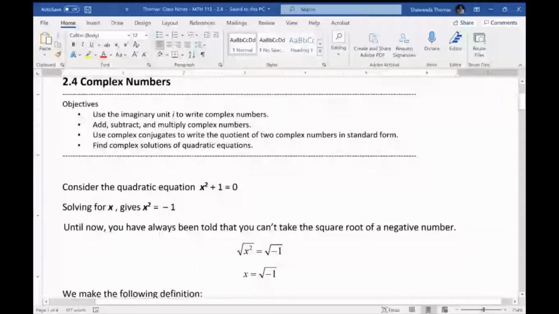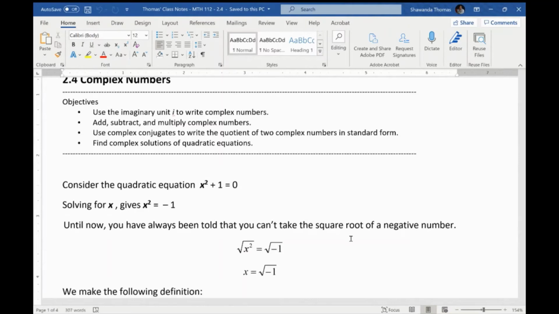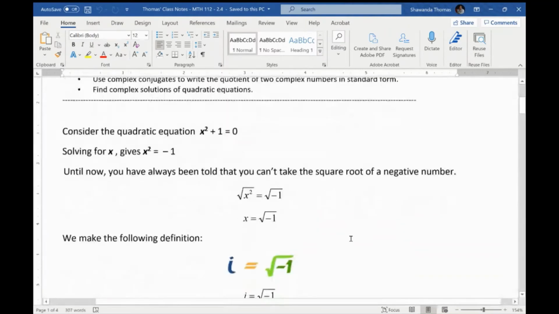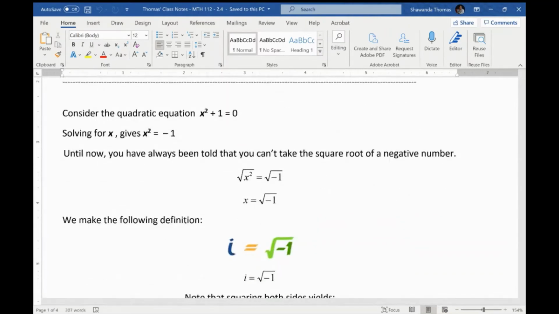So our objectives for today: we're going to use the imaginary unit i to write complex numbers. We're going to add, subtract, and multiply complex numbers. Use complex conjugates to write the quotient of two complex numbers in standard form, and find complex solutions of quadratic equations.